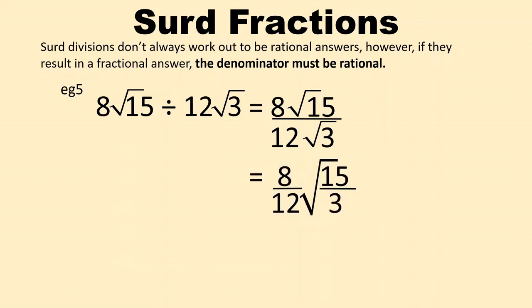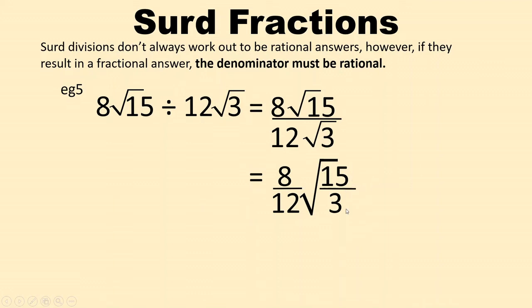Splitting that across into 2 fractions, so I've got a rational fraction and an irrational fraction. I can simplify the rational fraction by dividing both top and bottom by 4. 8 divided by 4 is 2, and 12 divided by 4 is 3. That's going to give me a fractional answer of 2 over 3. And my irrational fraction could simply be divided out. 15 divided by 3 is 5. So that would be the whole number 5.